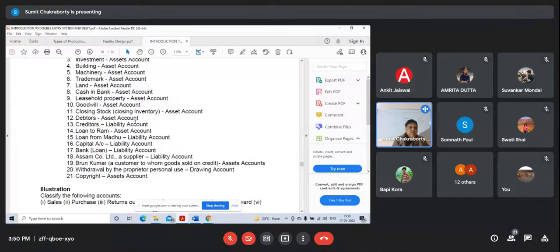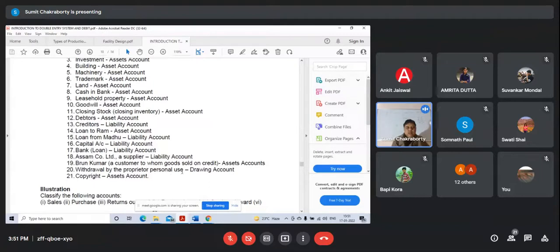Okay, creditors, liability account. Loan from Ram, loan from Madhu, they are all liability accounts. Capital account is similarly treated as a liability account. Bank loan, liability account. Assam Company Limited, a supplier, liability account. Arun Kumar, a customer to whom goods are sold on credit, asset account. Anyone to whom you have sold on credit is an asset account.